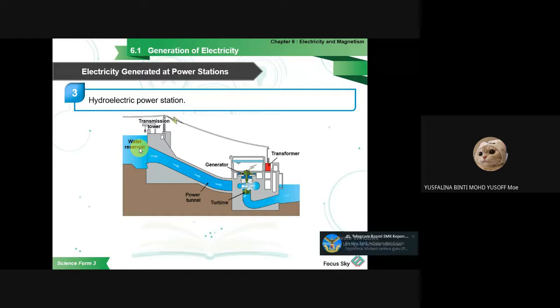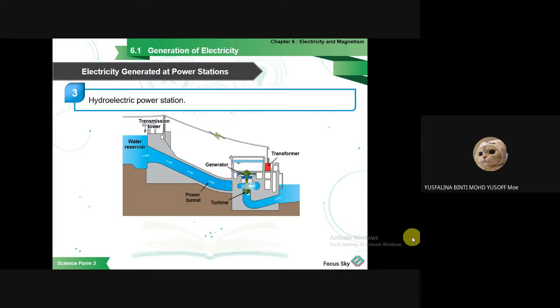Okay, so I give you an example. Let's say your friend stays at the first floor and you live at the fifth floor. Your position is much higher, right? So it means your gravitational potential energy is much higher than your friend who stays on the first floor. Same like this one. Because the water stays in a high position, it has gravitational potential energy.